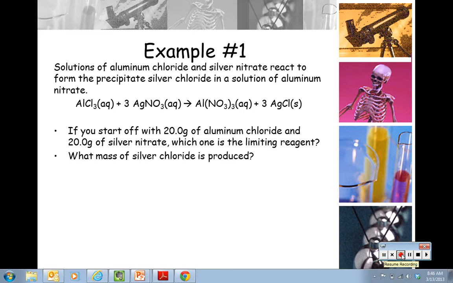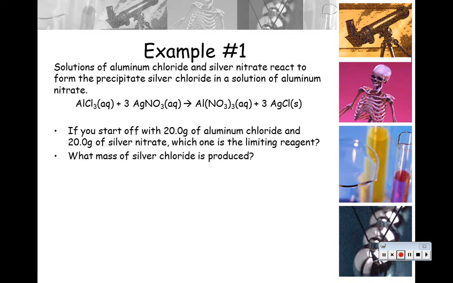It reads: solutions of aluminum chloride and silver nitrate react to form precipitate silver chloride in a solution of aluminum nitrate. In this case, they already gave you a balanced reaction, written out correctly with the charges balanced out. So this reaction is good to go. Now, the question is, if you start off with 20 grams of aluminum chloride and 20 grams of silver nitrate, which one is the limiting reactant?